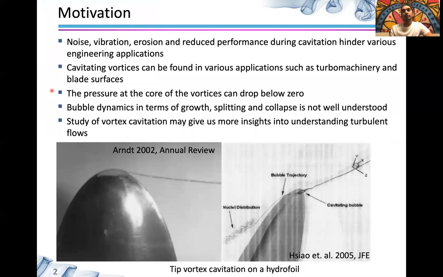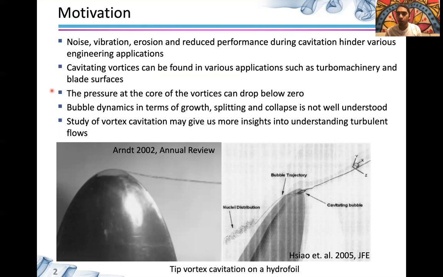Cavitation can hinder various applications in various forms, such as noise, vibration, and erosion, and it can lead to reduced performance as well. That is why we need to study cavitation better, so we can mitigate those effects. Tip vortex cavitation is a canonical problem that may give insights into other problems as well, and cavitating vortices can be found in applications such as turbomachinery and blade surfaces.